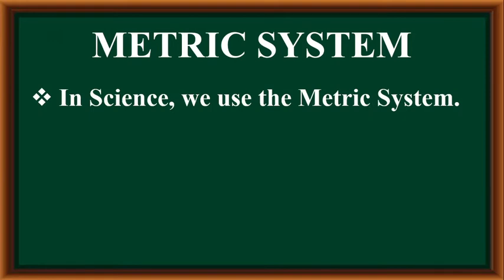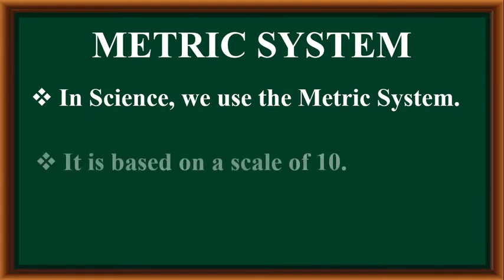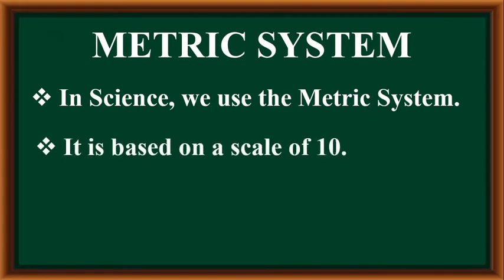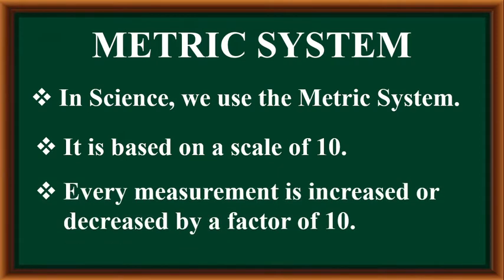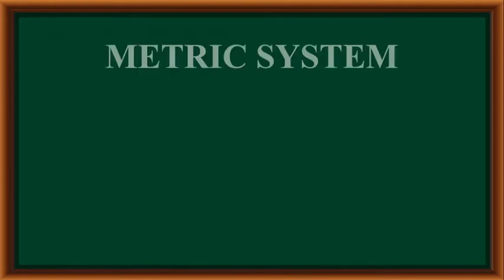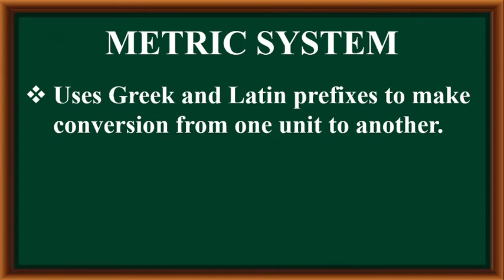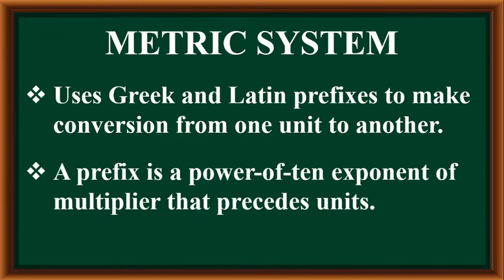So in science, we make use of the metric system because it is based on a scale of 10, and every measurement is increased or decreased by a factor of 10. It uses Greek and Latin prefixes to make conversion from one unit to another. A prefix is a power of 10 exponent or multiplier that precedes units.